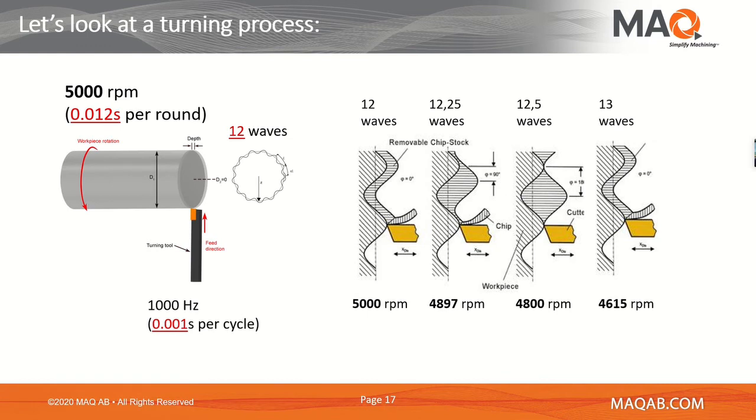Let's take a look at a simple turning process, for example. Imagine we have a workpiece rotating at 5,000 RPM, and it takes 12 milliseconds for this workpiece to rotate one round. And we have a machine tool that vibrates with a natural frequency of 1000 Hertz. It takes 1 millisecond for this tool to vibrate for one cycle. So when the workpiece has rotated for one cycle, the tool will leave 12 waves on the surface. If we look at the cross section of the cut, when you have 12 waves, the previous chip formation surface and the current chip formation surface are in line with each other.